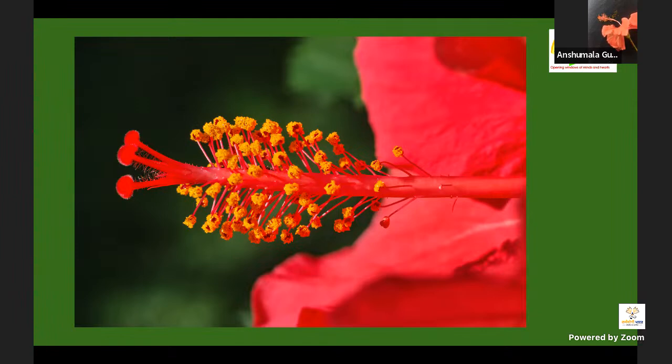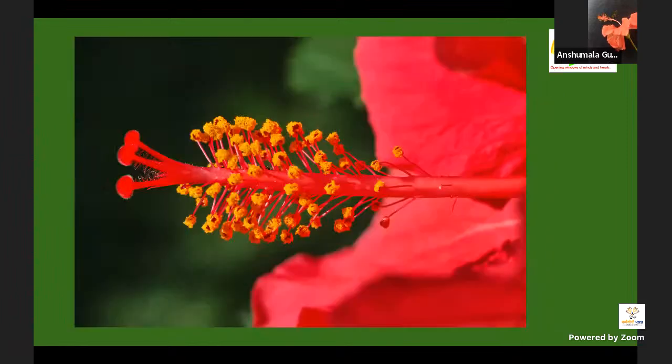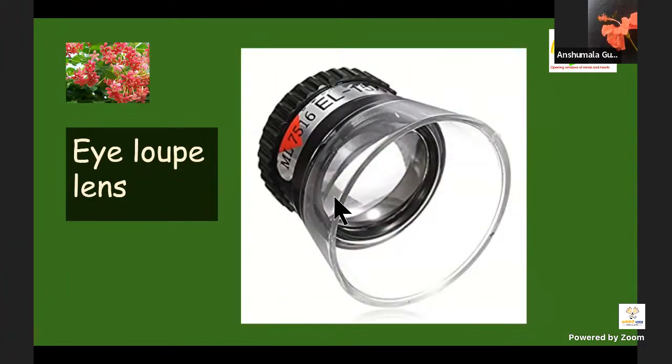Right. Then, okay, here's a little child observing flowers through the eye loop lens. So I will also show the eye loop lens. When it comes to you, you can actually use it to see flowers around you. This is what it looks like. I'll show its usage soon.